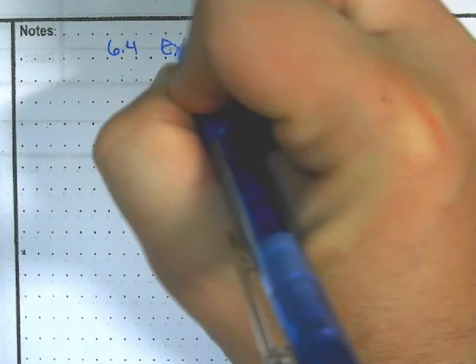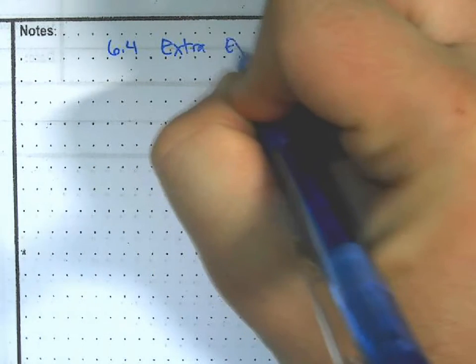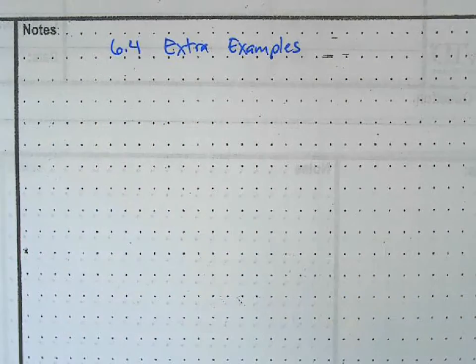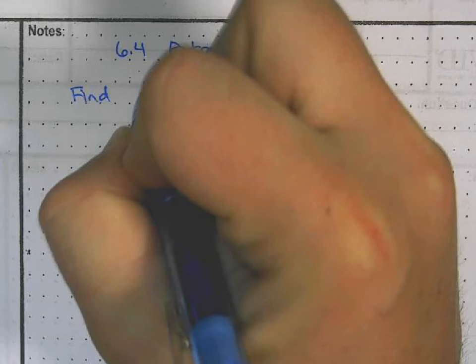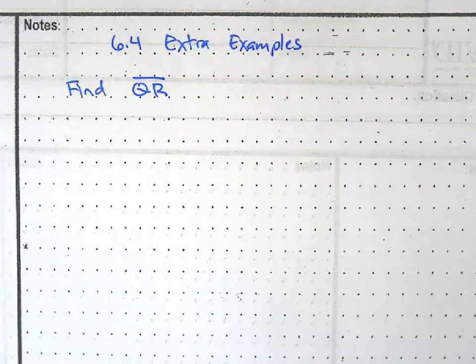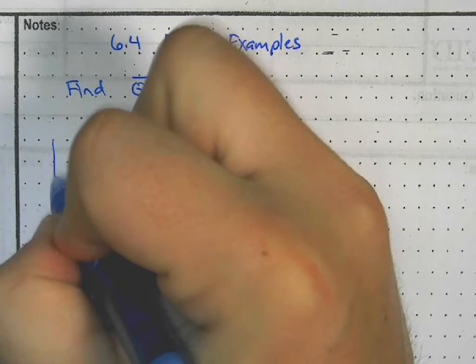In this video, we'll be looking at some extra examples for 6.4. So the first example I want to look at is finding a side length. So find QR. And here's the information we're given.